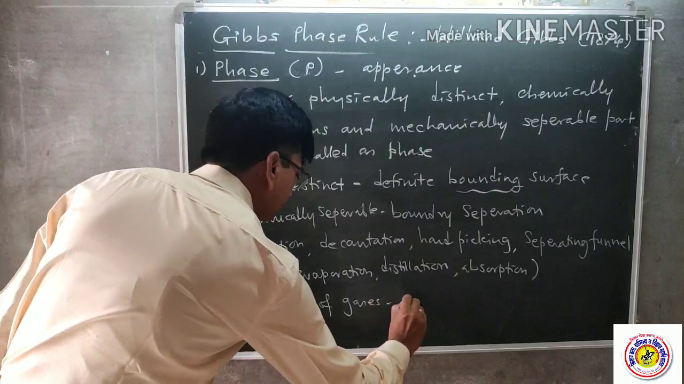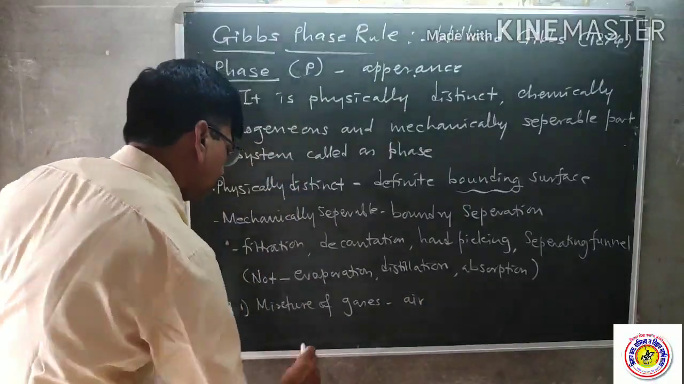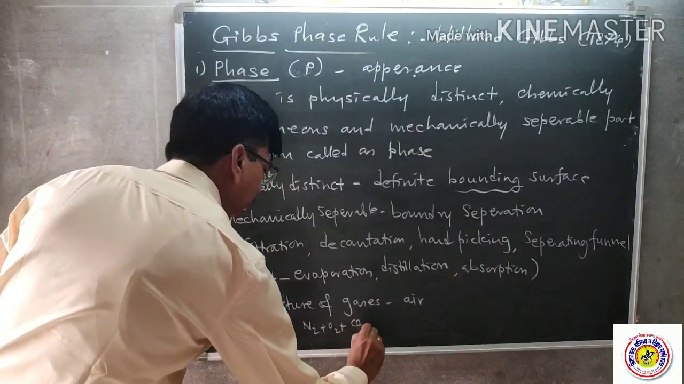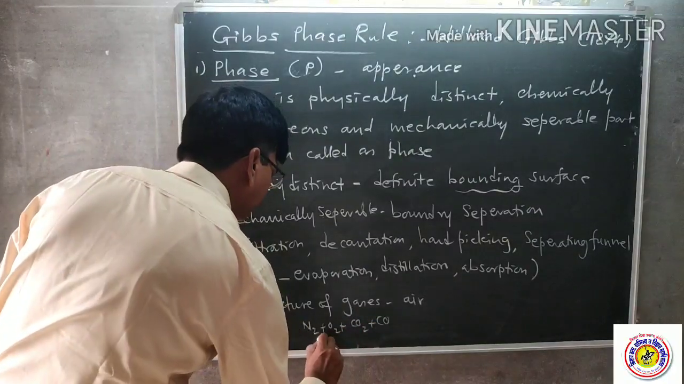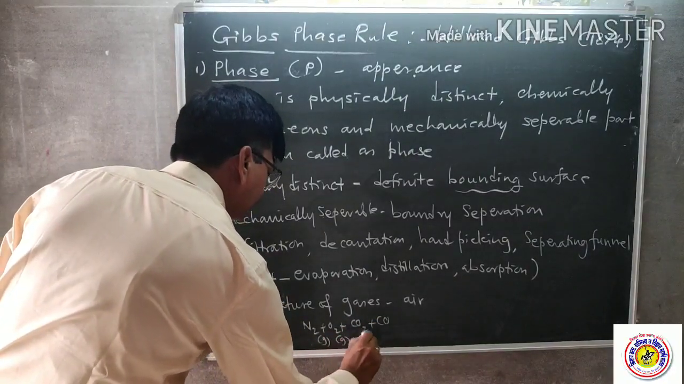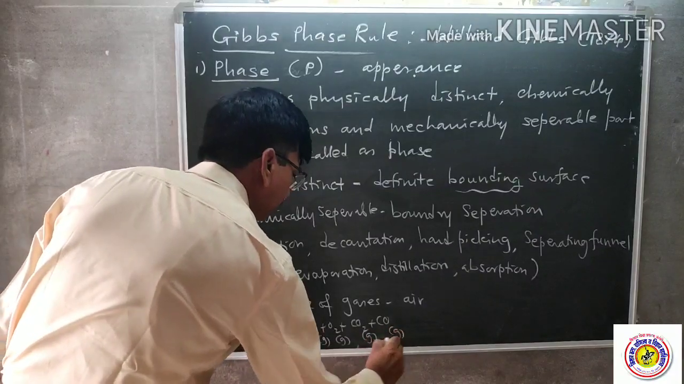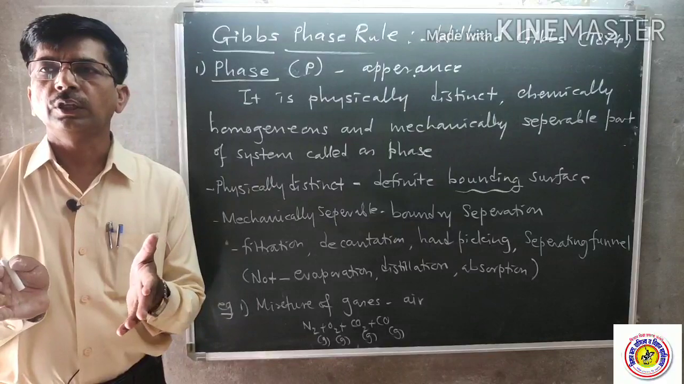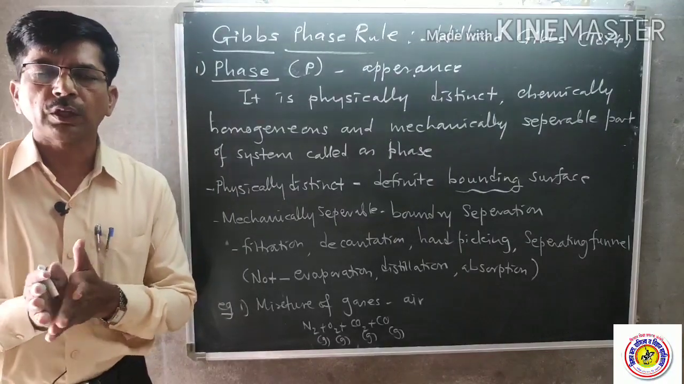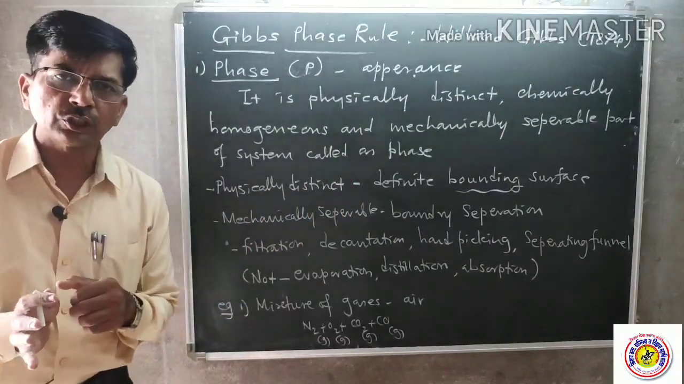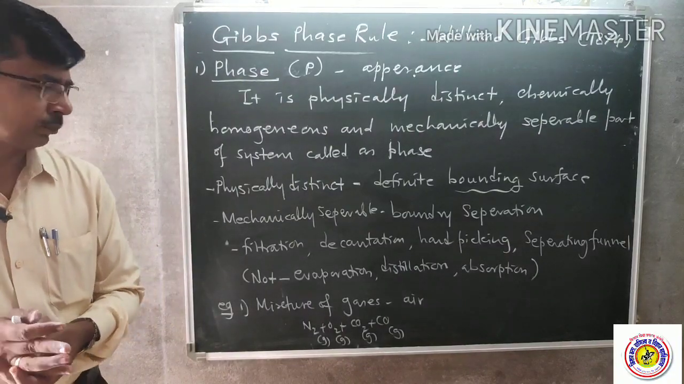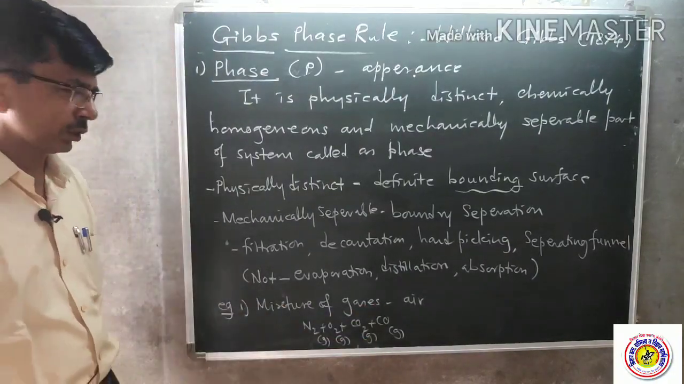The best example is air, which contains N2, O2, CO2, carbon monoxide, all in gaseous state. We cannot justify the difference between them. We cannot say yes, this is N2, or this is CO2; we cannot have a boundary of separation between them. And hence all are homogeneous.